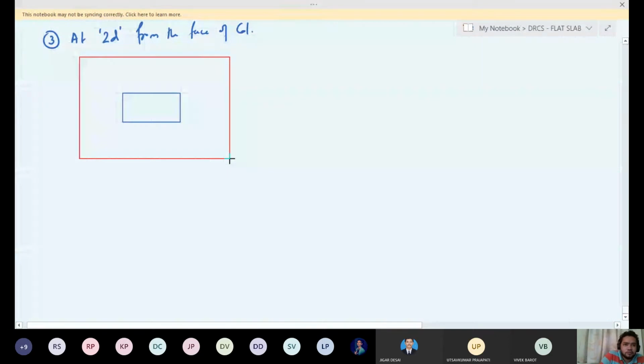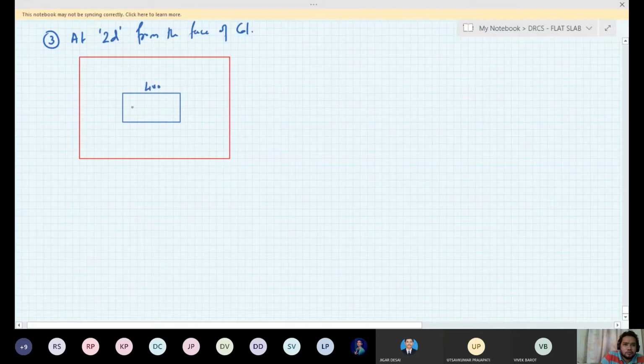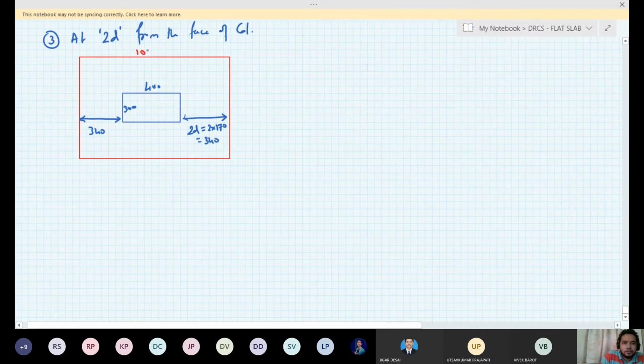So this is your 400, this one is 300. Now we have taken this as 2d. So 2d means 2 into 170, so that is 340 on this side and also on this side 340. So 400 plus 680, it will be 1080. This distance will be 1080 and this will be 980.